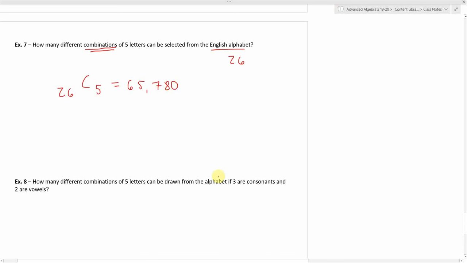That's not the different ways that we can arrange them. That's just the different groupings of 5 letters from the alphabet with no repeats also. So no repeating letters, that is. So that is one example using combinations.